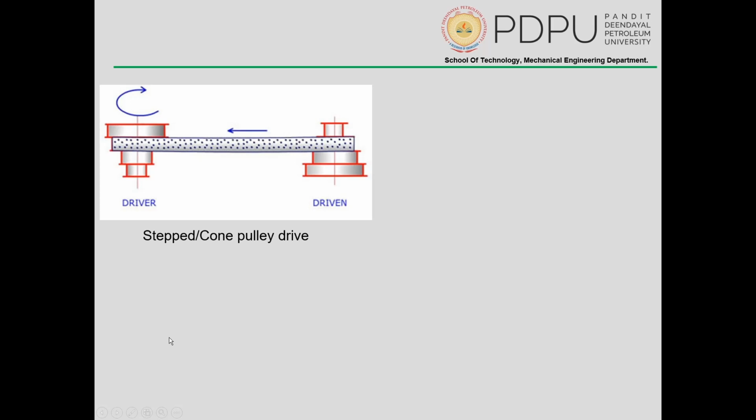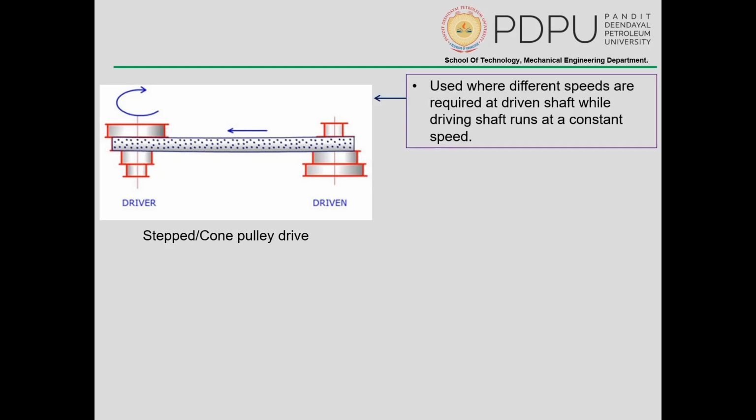Next is the stepped cone pulley drive. Unlike the previous one, here several different diameter pulleys are arranged stacked with one another, and this helps in changing the speed of the driven shaft without changing the speed of the driver shaft, and this is called the stepped cone pulley drive.